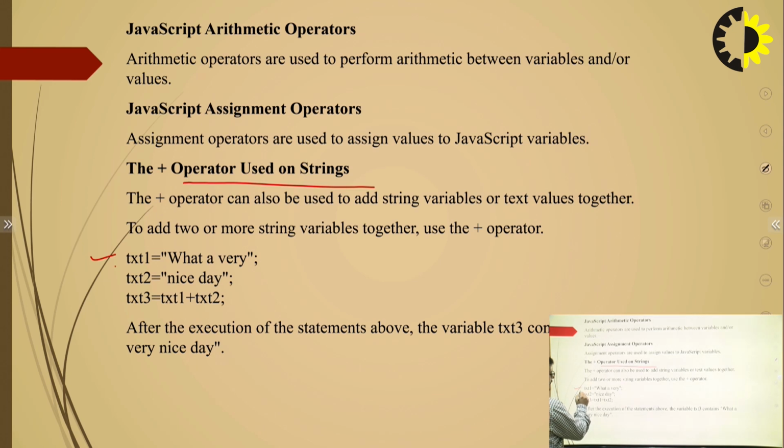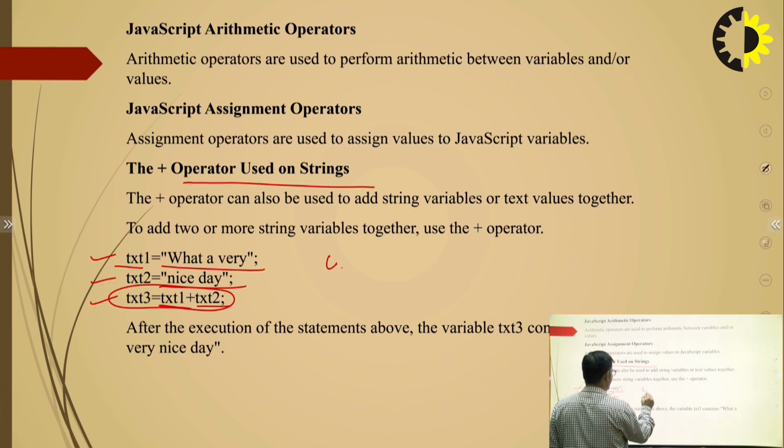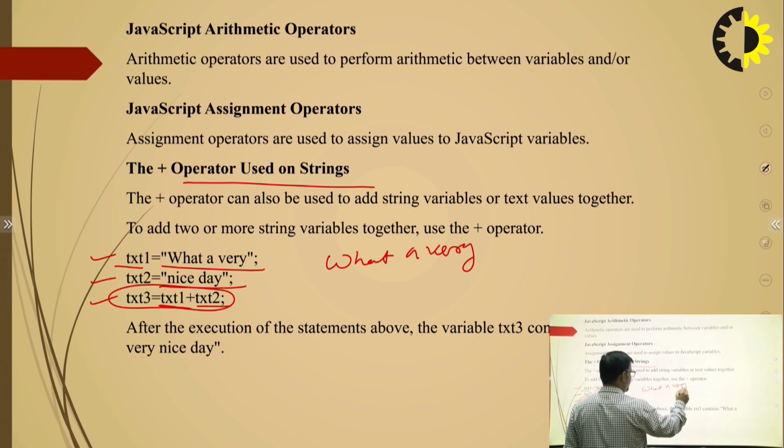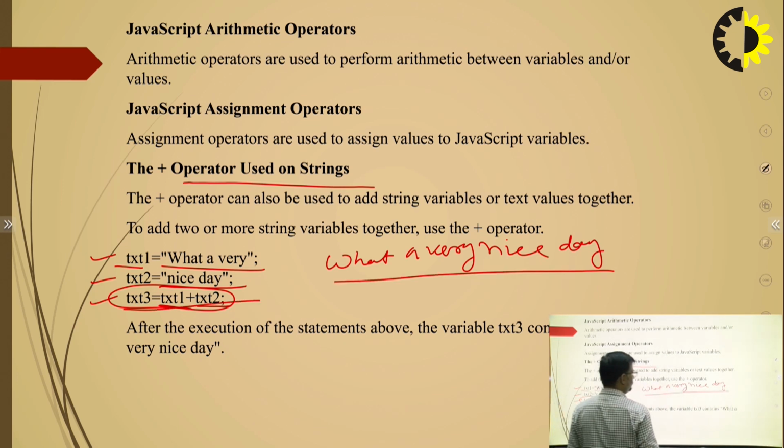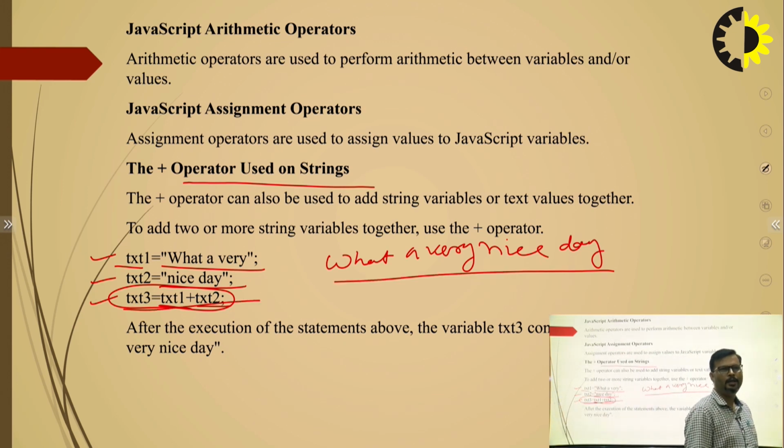this is one example: text1 is "what a very", text2 is "nice day", then text3 is text1 plus text2, which means the strings will be merged. So here it will be "what a very nice day". Okay. Plus operator used on a string.